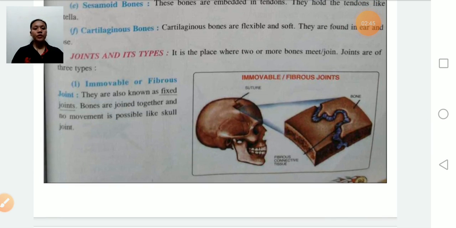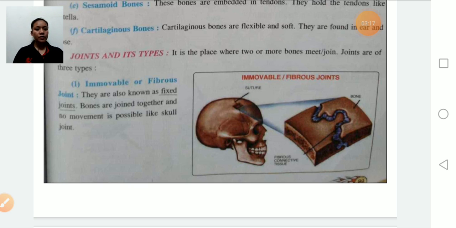Joints and their types. A joint is the place where two or more bones meet or join. Joints are of three types: immovable joints, slightly movable joints, and freely movable joints.